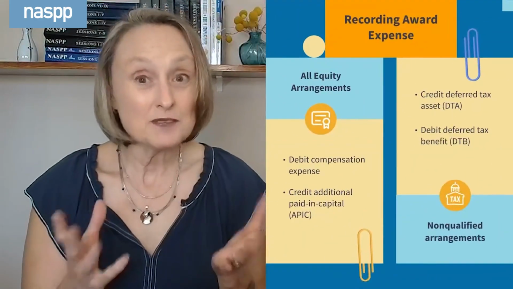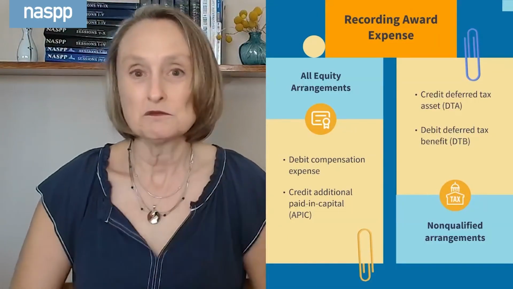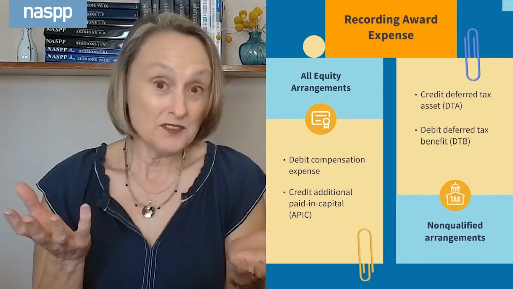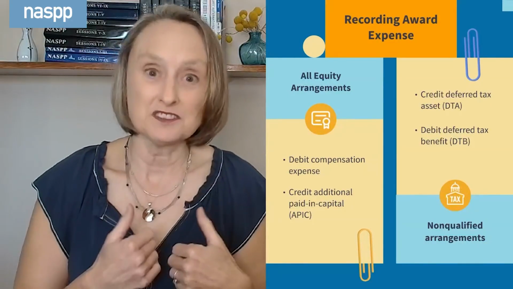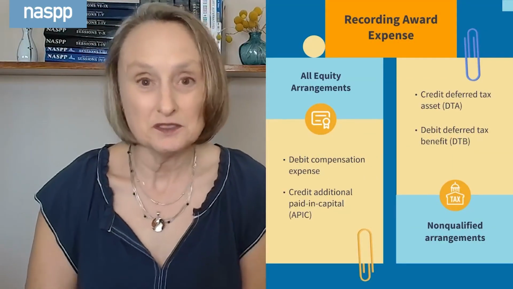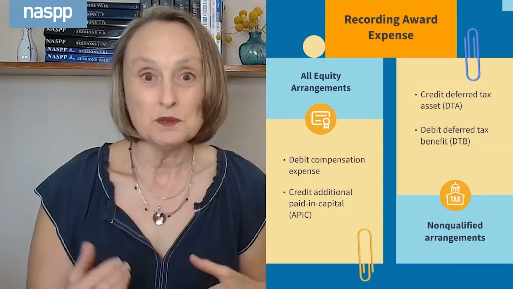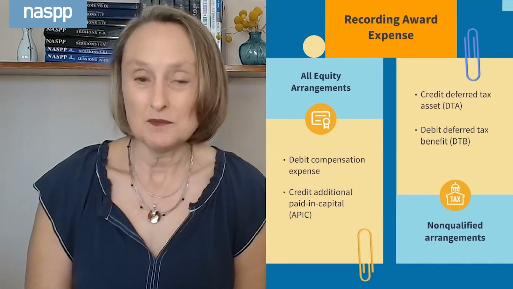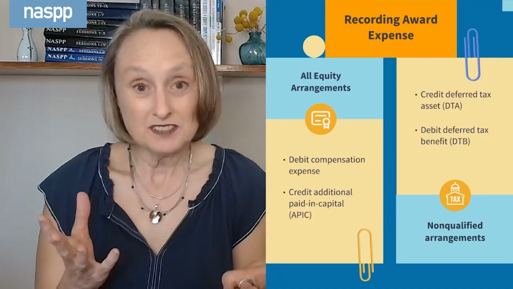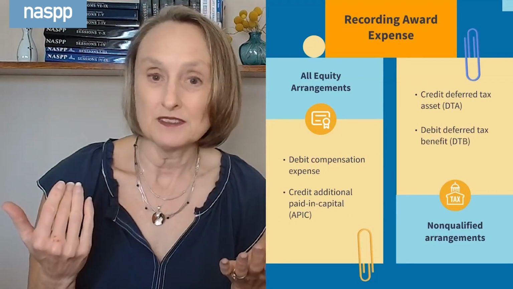All right, let's talk about some of the journal entries that we use for equity awards, starting with recording expense for the awards. Obviously, that expense has a financial impact on the company, so we're going to need to record it in our general ledger using some journal entries. The first journal entry we'll use will be a debit to compensation expense. Now, compensation expense is one of those debit balance accounts, so that debit actually increases our compensation expense.